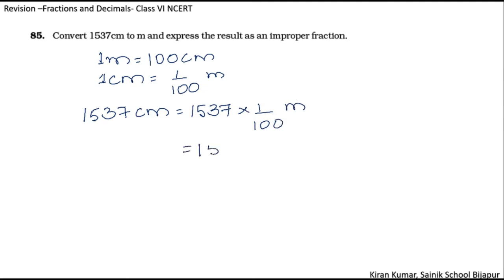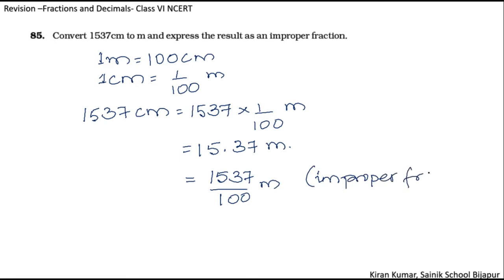This will be 15.37 meters. They have asked us to convert in terms of improper fraction. So this will be same as 1537 divided by 100 meters. This one is improper fraction. And 15.37 is the conversion of centimeter to meters.